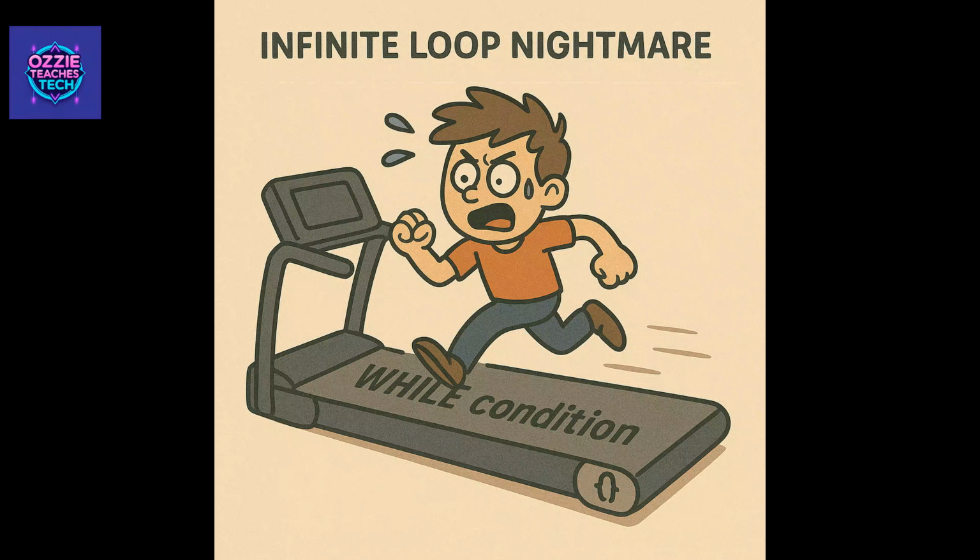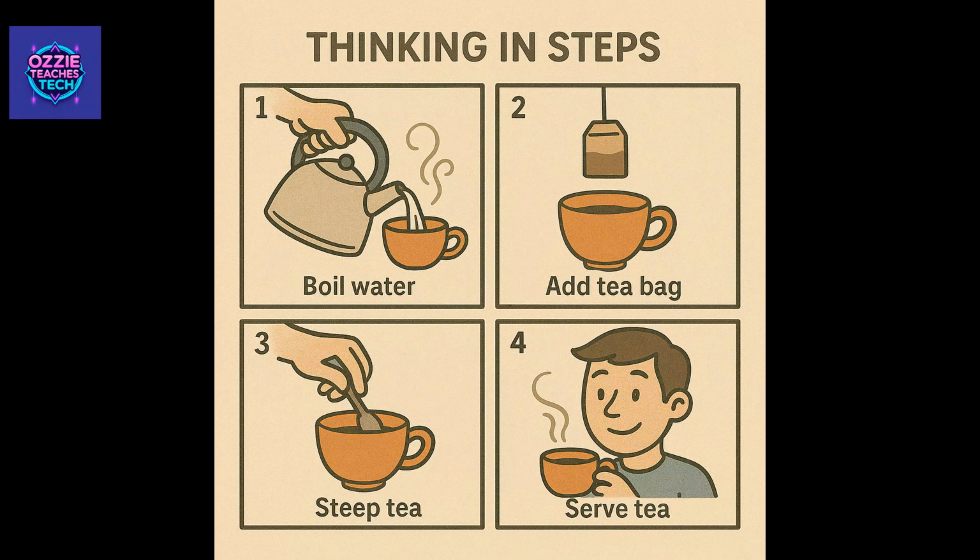The fourth struggle, failing to think in steps. You try to solve problems the way humans think, holistically, intuitively. But trust me, computers are dumb. Yes, I said it, computers are dumb. They only do exactly what you tell them, one instruction at a time. How do you fix this?